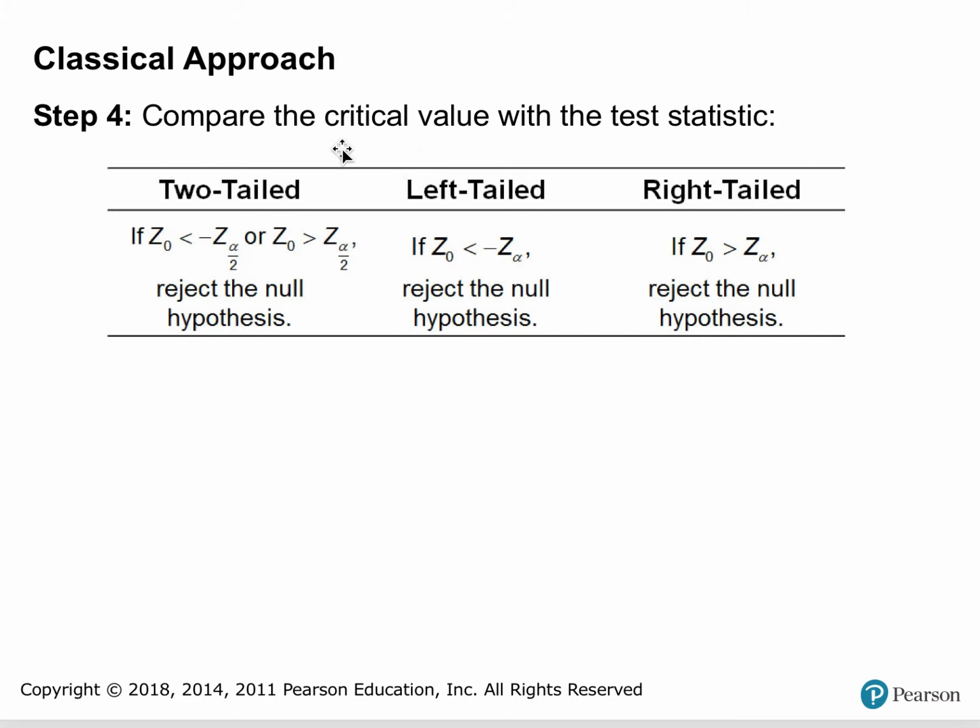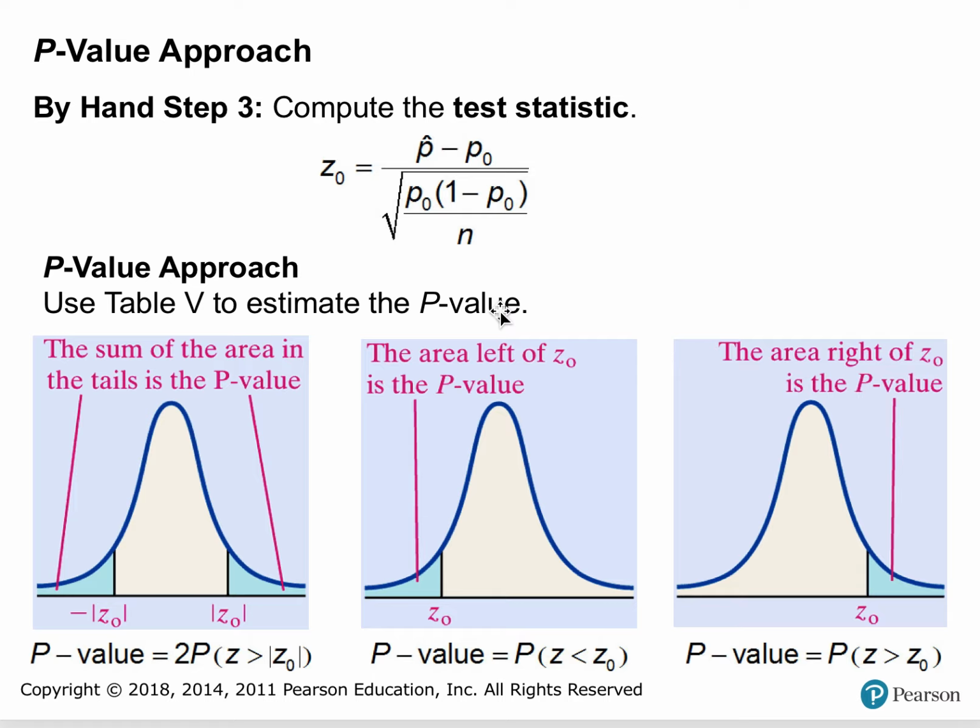Then we're going to compare the critical value with the test statistic, and if it falls in the two-tailed test either below or above, then we're going to reject the null hypothesis. And of course, in the left-tailed test, if it's less than our critical value, we'll reject it. And in the right-tailed, if it's greater than our critical value, we will reject it.